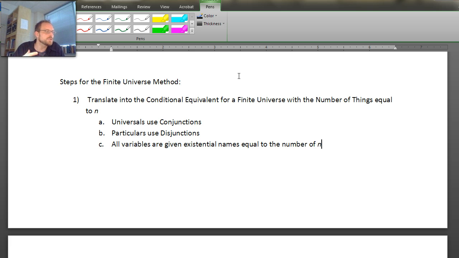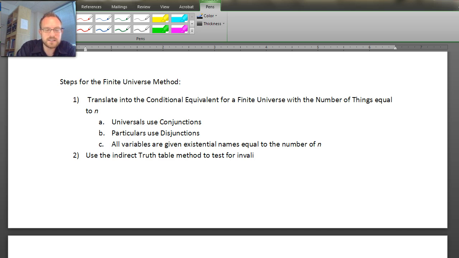Now, once you've translated it into its logically equivalent form, what's the next thing you have to do? Well, we're going to use an indirect truth table. Use the indirect truth table method to test for invalidity.